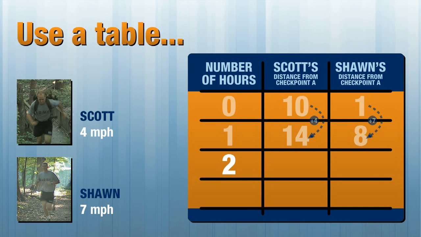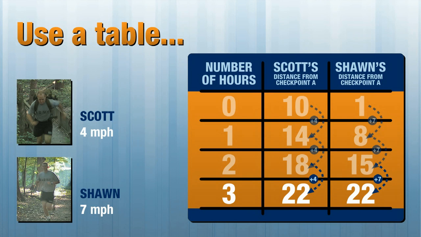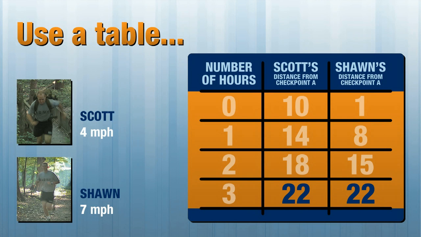After 2 hours, Sean had traveled 14 miles and was at mile marker 15, and Scott had traveled 8 miles and was at mile marker 18. Finally, after the 3rd hour, Sean had traveled another 7 miles and Scott another 4, putting them both at the 22-mile marker. Tables like this will help you see relationships and find the solution.